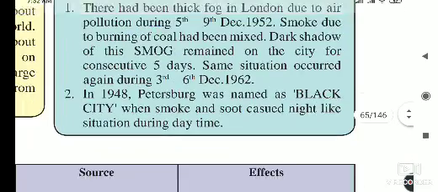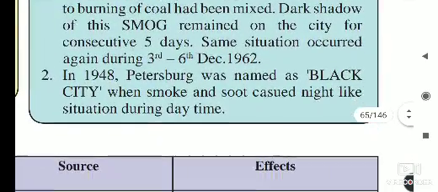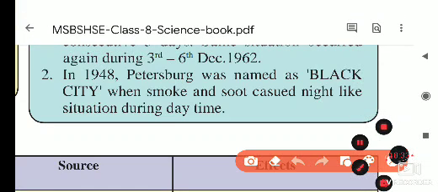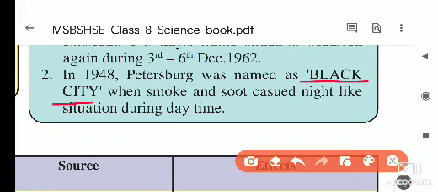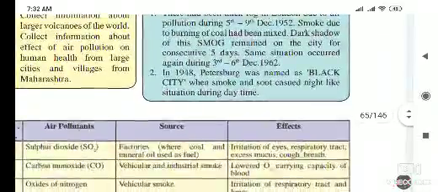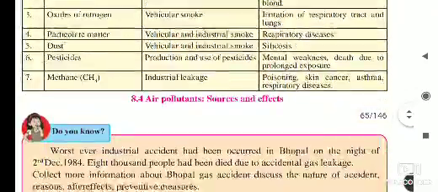And next, in 1948, Petersburg was named a black city when smoke and soot caused night-like conditions during the day. So it is called the black city.